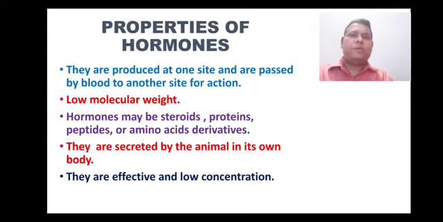Properties of hormones. The main properties of hormones are as follows. They are produced at one site and carried by the blood to another site for action. Number 2, they have low molecular weight. Point number 3, hormones may be steroids, proteins, peptides, and amino acid derivatives. Point number 4, they are secreted by the animal in its own body. Point number 5, they are effective at low concentration.